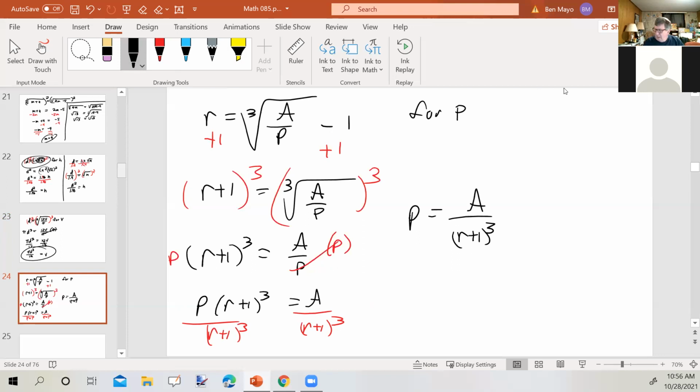I remember the first time I did this problem thinking that they were going to want me to take r plus 1 and multiply it out. So you take r plus 1 times r plus 1 times r plus 1, and half an hour later you'd have the answer. And then I looked it up and they didn't even do that. So how do you know when to do it and when not to? Well, I'm not sure. In this case, I guess it doesn't matter. The thing is, though, we have solved for p.